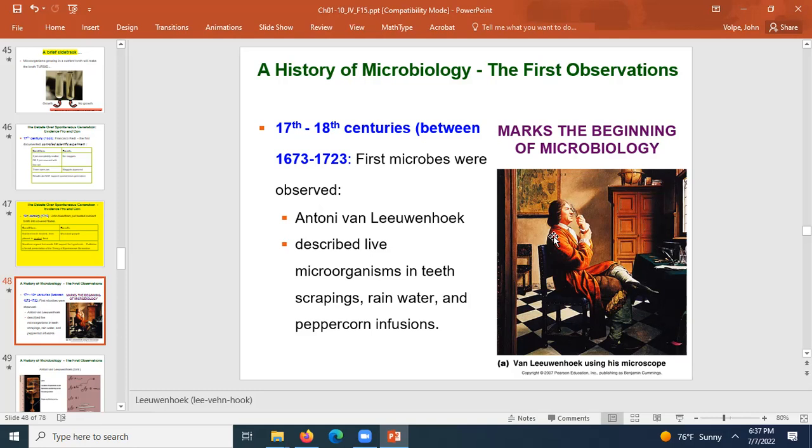And he used his microscopes to see the first microbes and then wrote about it. And he described living microorganisms in almost everything he looked at. Microorganisms in scrapings from his teeth, in rainwater, in peppercorn infusions. And he also looked at water from the River Thames, the water that was used by the citizens of London to get their drinking water. And he found microbes in all of it. Any question about any of that?